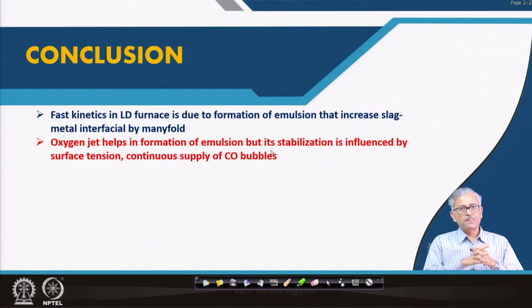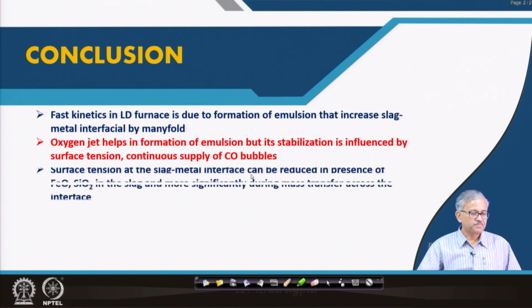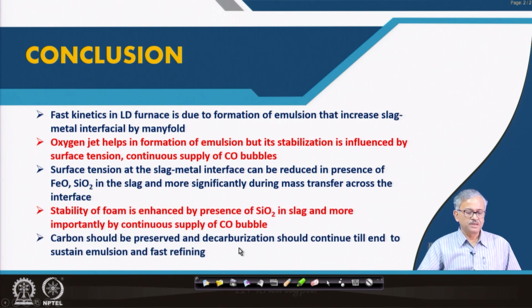In case of the slag metal interface, the surface tension decreases significantly during refining, which is a welcome thing. And another thing is that if you have SiO2 and FeO, that also helps in emulsifying the metal in slag. And in case of the foam, it is the continuous supply of the CO bubbles that is important. Although the SiO2 in the slag stabilizes the emulsion, if you want to have a very stable emulsion all the time, you should have a continuous supply of CO gas bubbles. That is very important. And surface tension at the slag metal interface can be reduced, and that is most important.